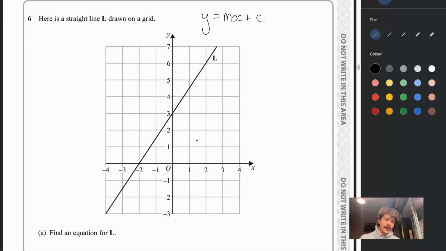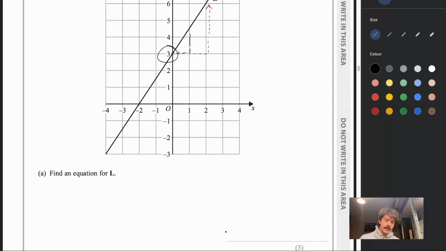So quite quickly we can see that c is going to be 3, and then our gradient, a good way of remembering what gradient is going to be is for every one across I go, how much do I go up or down? Here we can quite quickly see that for every one across I go up 1.5. Maybe this isn't so clear, and you could actually take a step back and go, oh yeah, if I go across 2, I end up going up 3. So every one is going to be 3 over 2. Excellent. So here we've got y equals 3 over 2x plus 3.